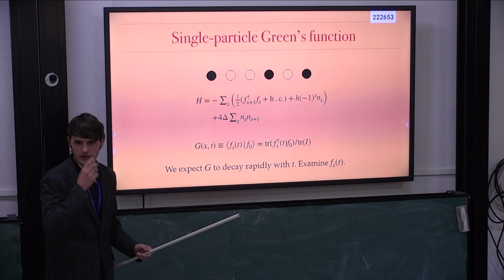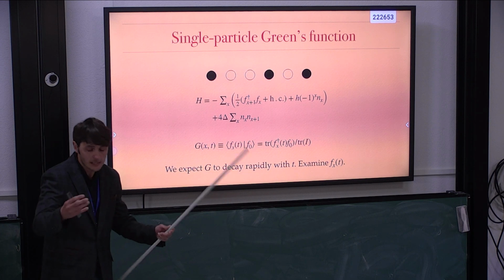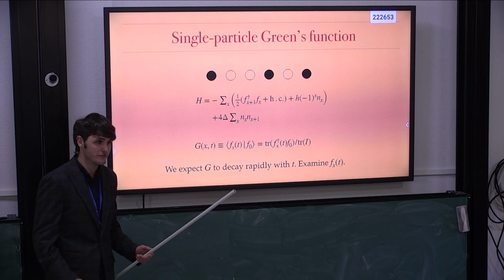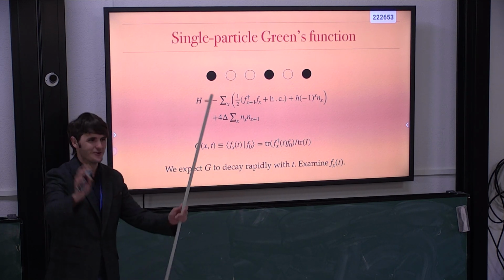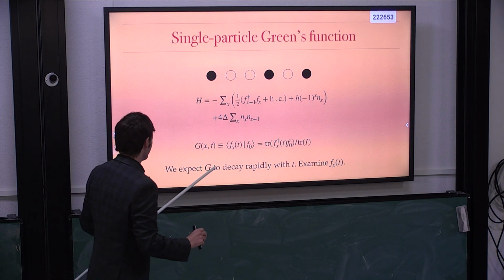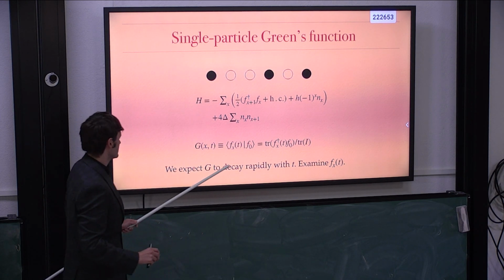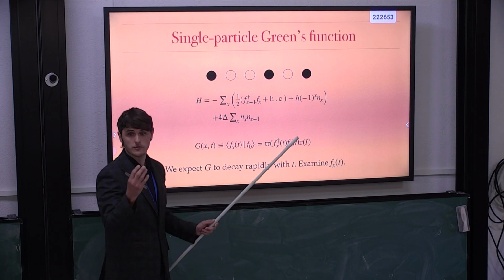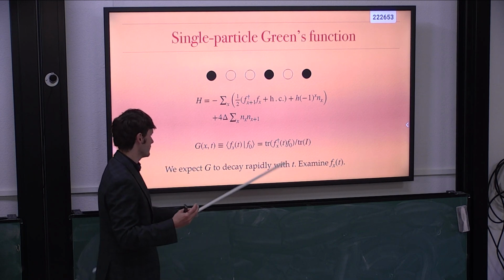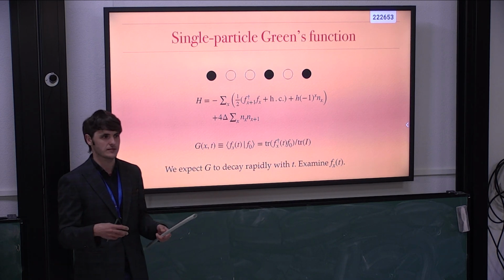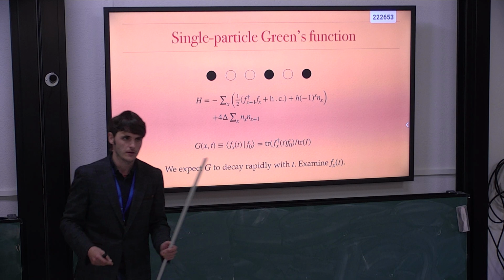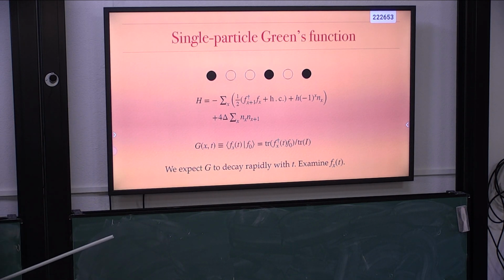Actually, it's a bit subtler than that. It might be stretched, it is stretched exponential, we believe. But faster than any polynomial, let's say, okay? So we expect this G to decay rapidly with T. We want to know what the characteristic timescale is, but let's first just try and understand why we expect it to decay rapidly, okay? So why do we expect this to decay rapidly?